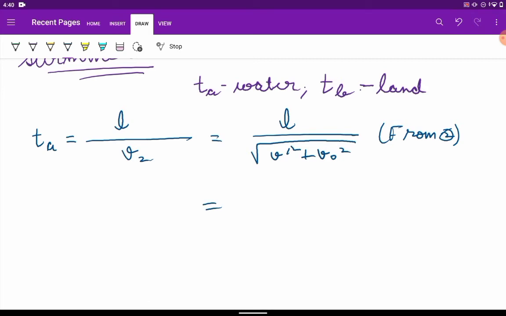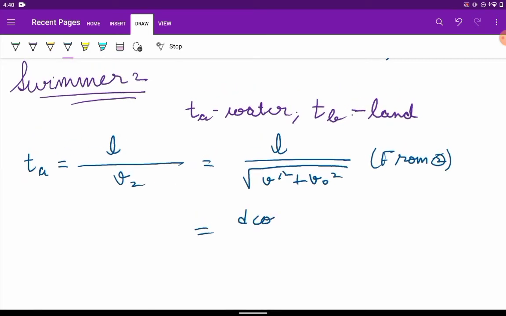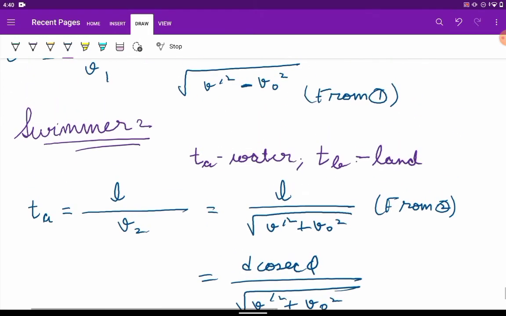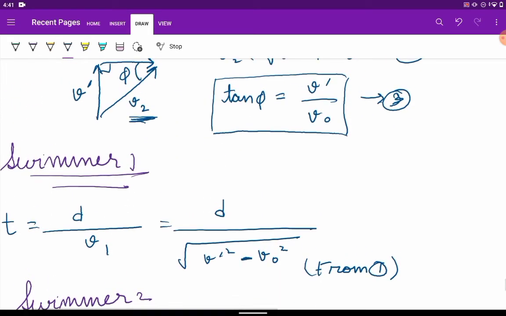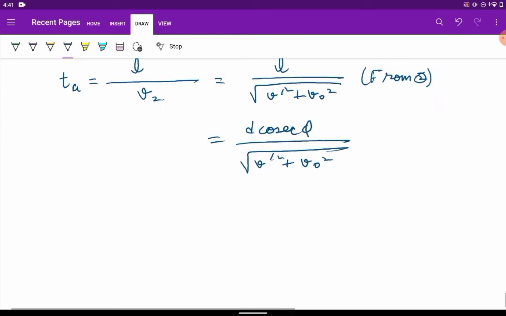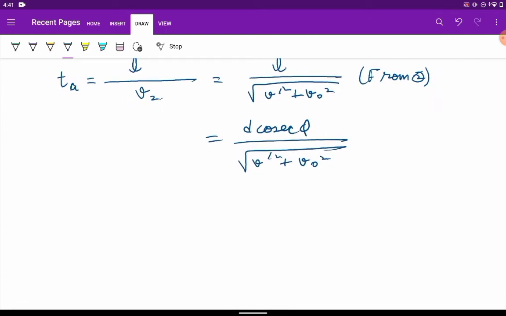So L is d cosec phi. So just write it as d cosec phi by root over v dash square plus v naught square. We'll substitute cosec phi in terms of tan phi later on. So yeah, all right. This is TA.